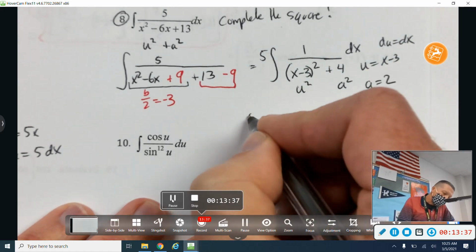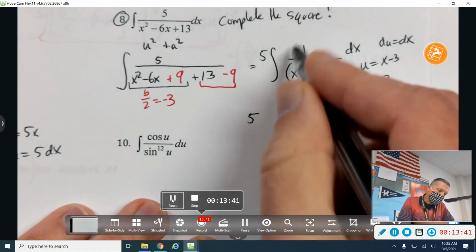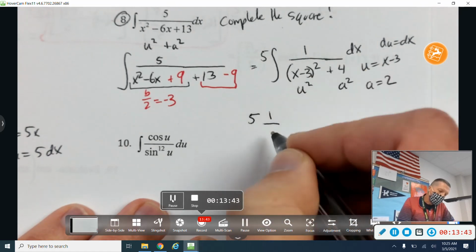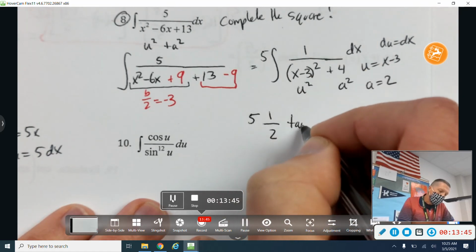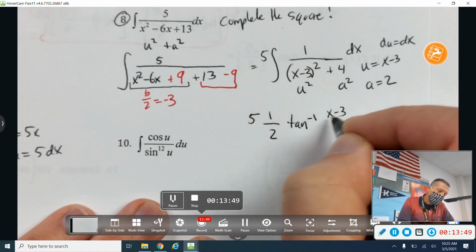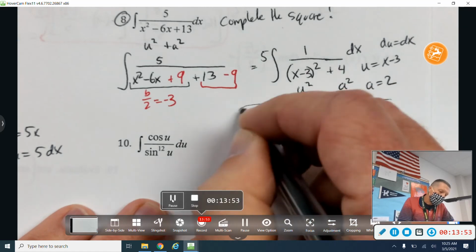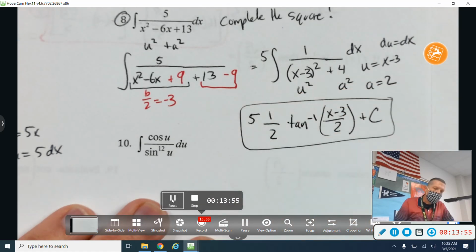So 5, and then the antiderivative of this is 1 over a, so 1 over 2, inverse tangent of u over a, x minus 3 over 2, plus c. So tricky one, but one that you need to be able to do on Monday.